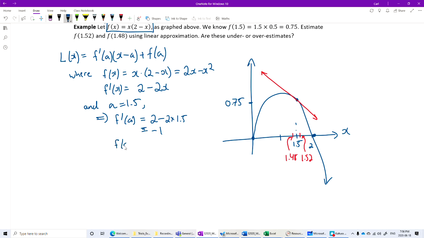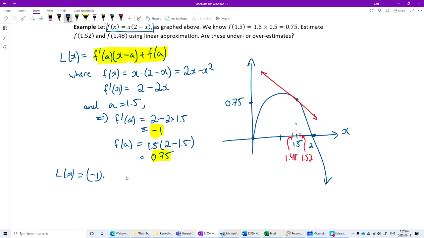And what is the y value? We already know that. It's 0.75, but let's do it again anyway. I'll use the original formula there. So that's 1.5 times 2 minus 1.5, which is 0.75. So what am I getting here? I'm getting that the linear approximation has slope negative 1. This is what I'm using. I know this. I know this.